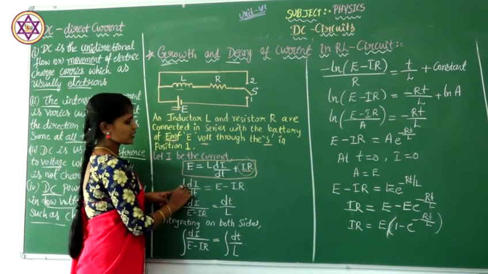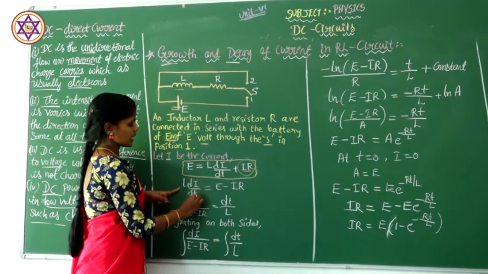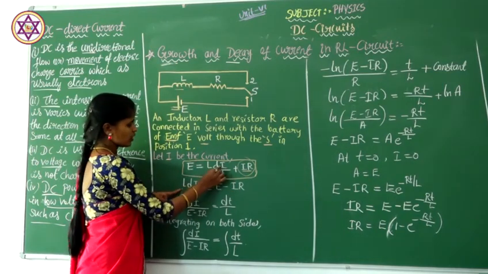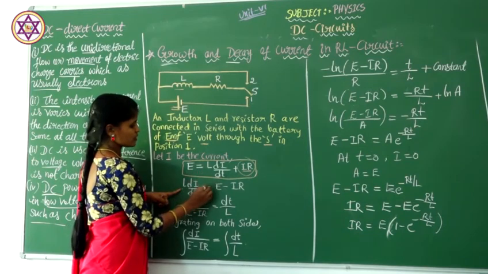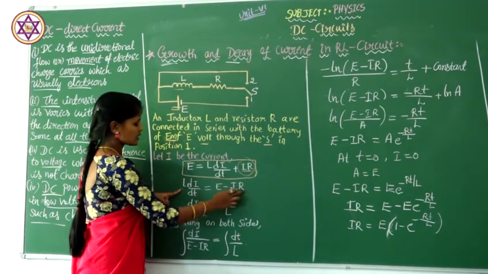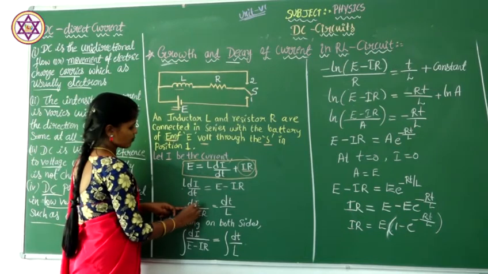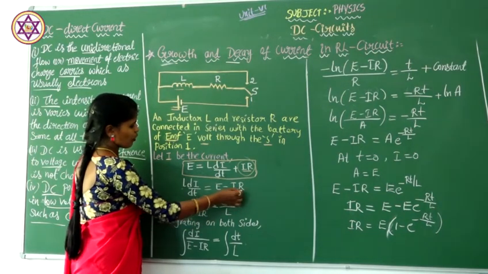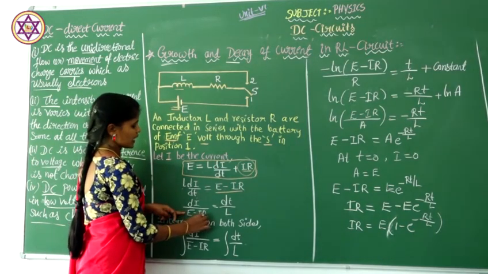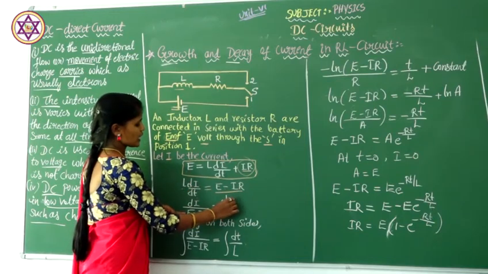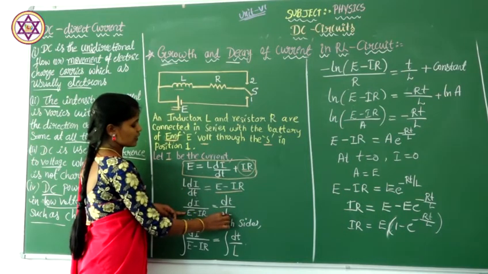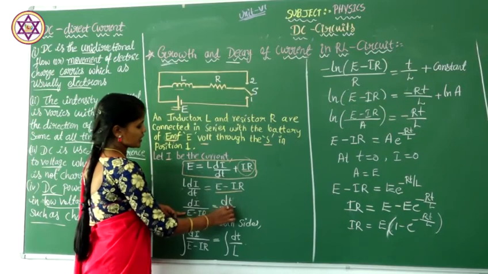Next, rearrange the terms. L into di by dt is equal to E minus IR. Next, cross multiply: di divided by E minus IR is equal to dt by L.